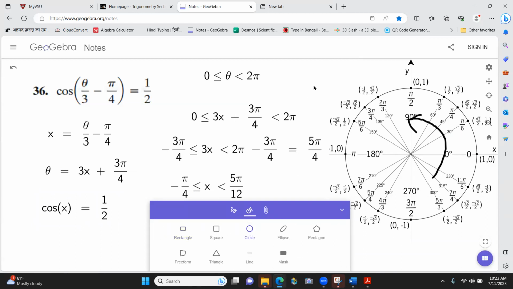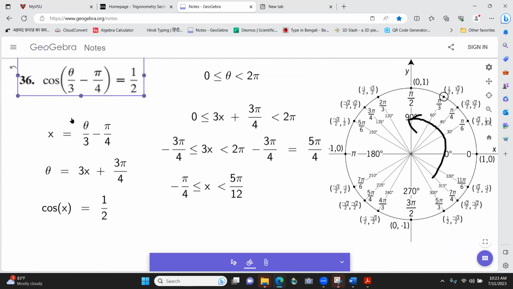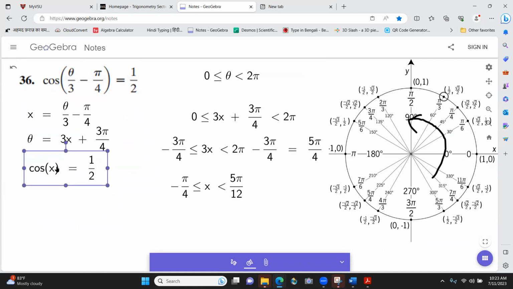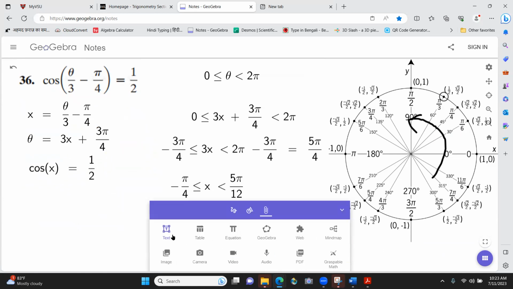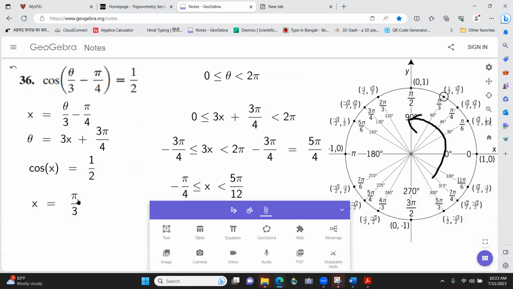Right here, guys. And it's in my range. And the answer is pi over 3. Okay, x is pi over 3. Need a little bit of room here. X is pi over 3.